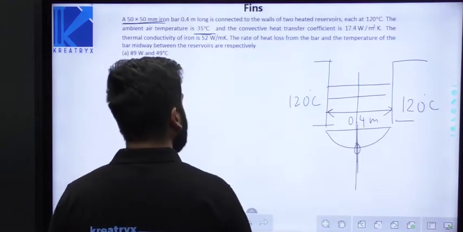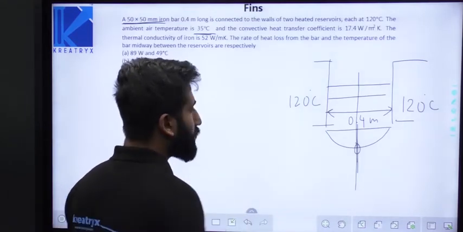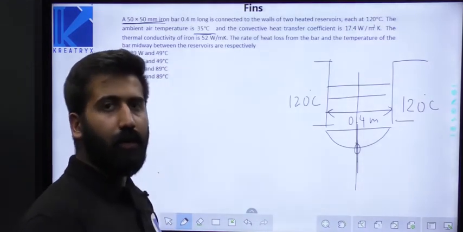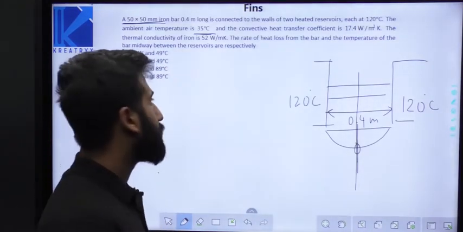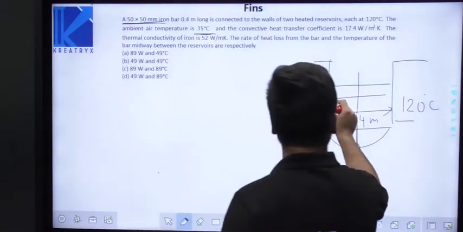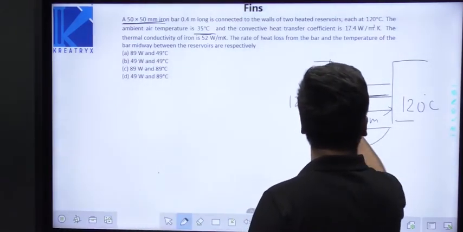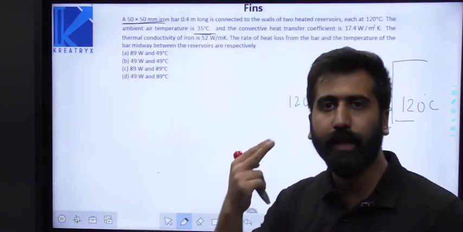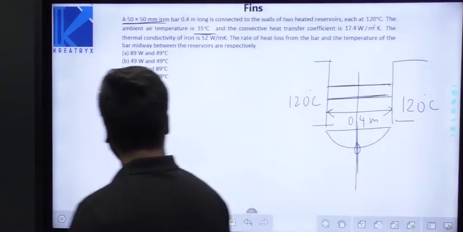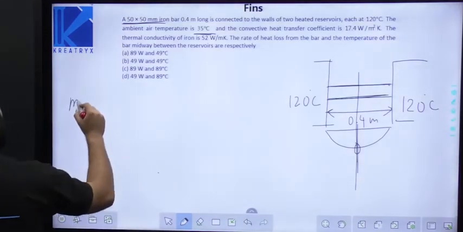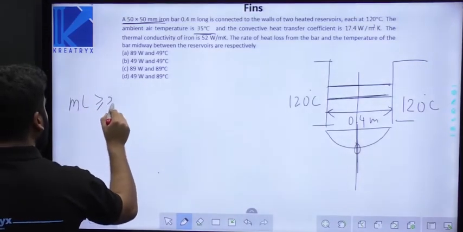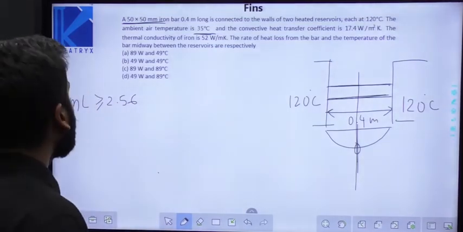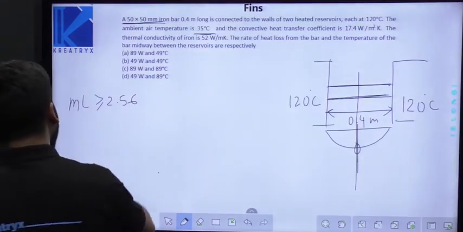Simple. First of all, we'll have to check whether it is case 1 or case 2, that is the case of an infinitely long fin or the case of an insulated tip. Whenever we analyze it, we have to see whether we analyze this problem by taking case 1 or case 2. And for that, we have to check whether ML is greater than or equal to 2.56 or not. So let's find out M first of all.